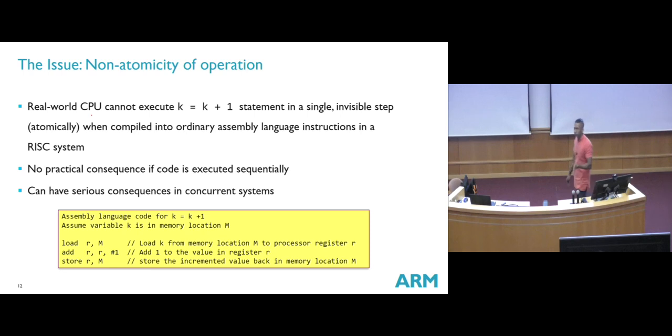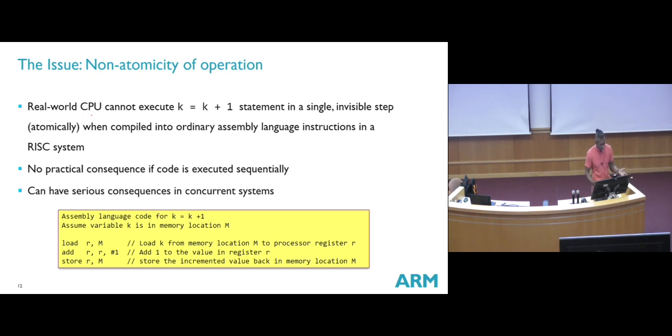So what is the issue? The issue is that k equals k plus 1 can never be done as a single atomic operation in a RISC-based system. Why? Because in a RISC-based system, all your execution has to be done by internal registers. You cannot directly execute or modify content in memory.